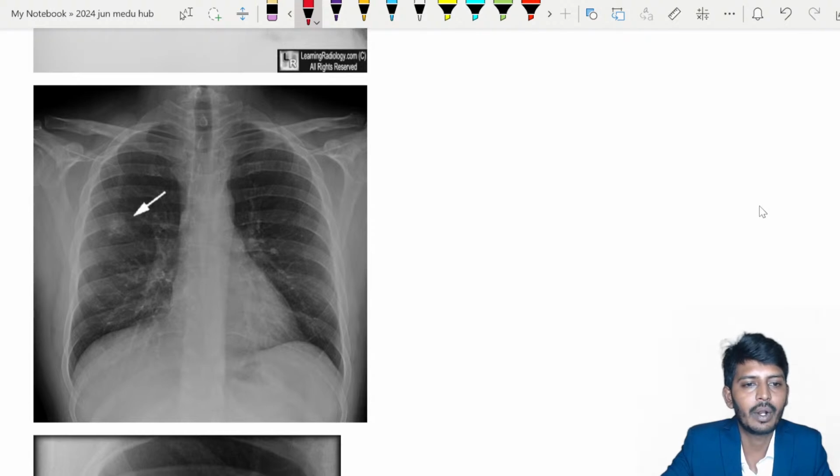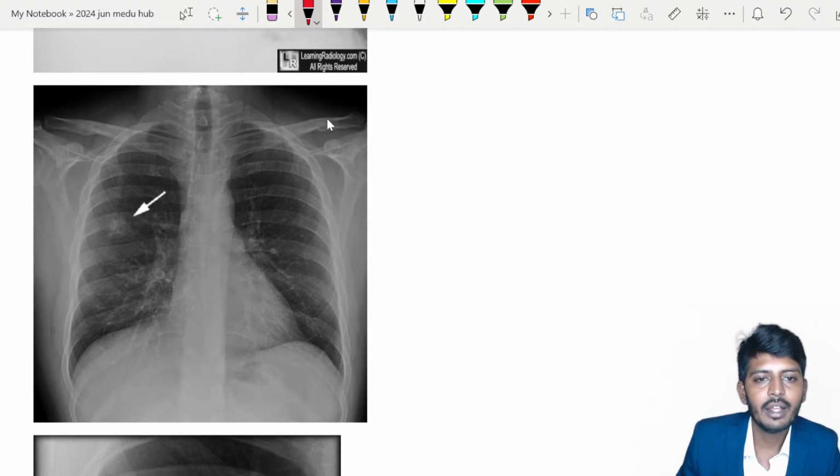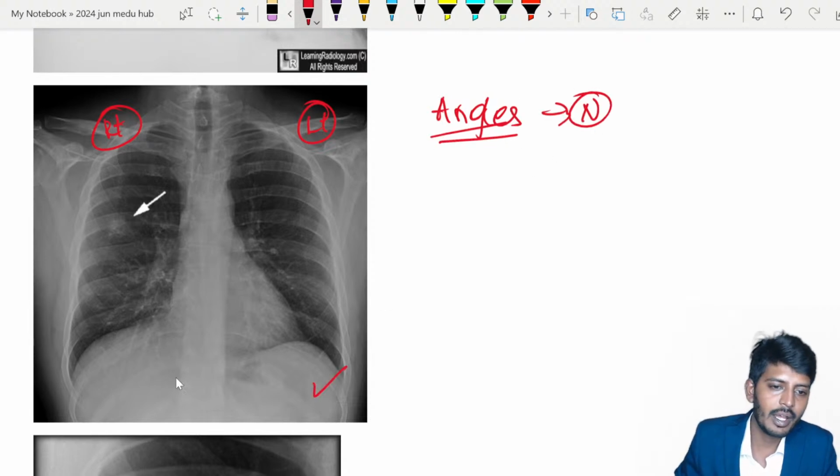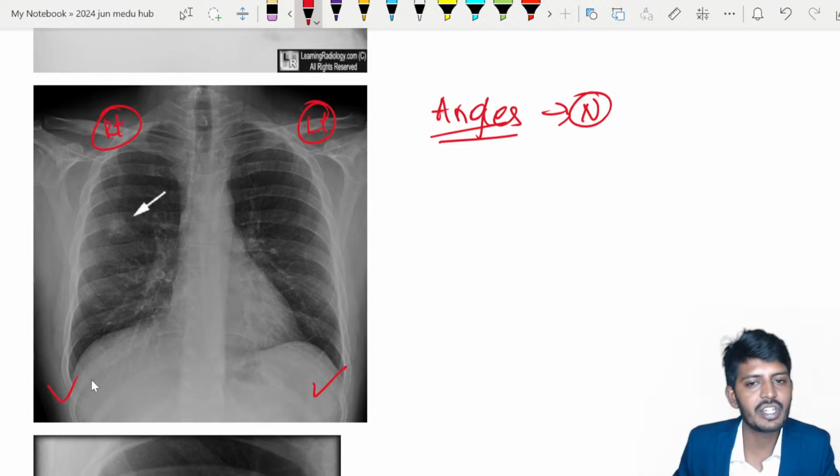What is the next important aspect? So this is again your left side, this is your right side. First and most important, angles. Let's start with the angles. Both the CP angles are normal. Why? Because look here, both the sides CP angle is very sharp. So bilateral CP angles are normal.